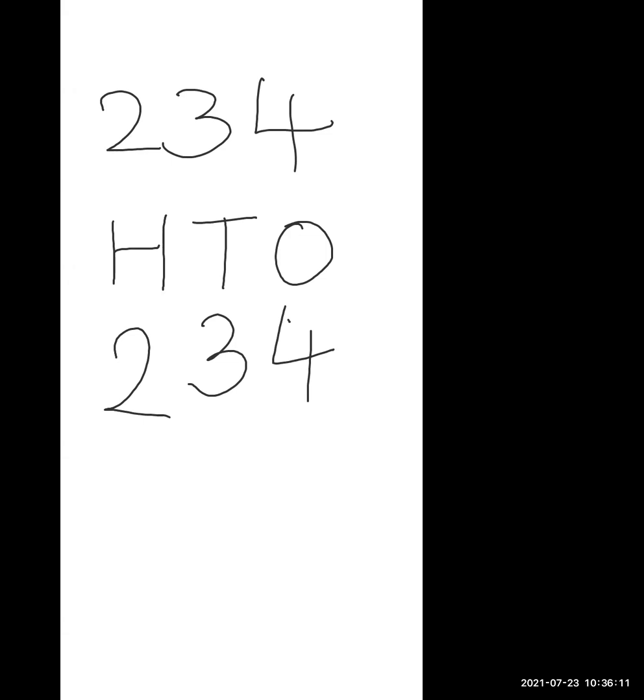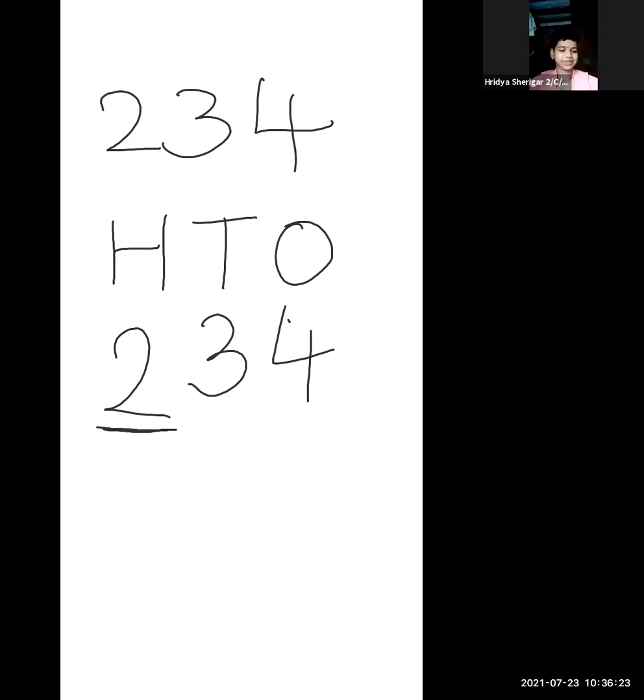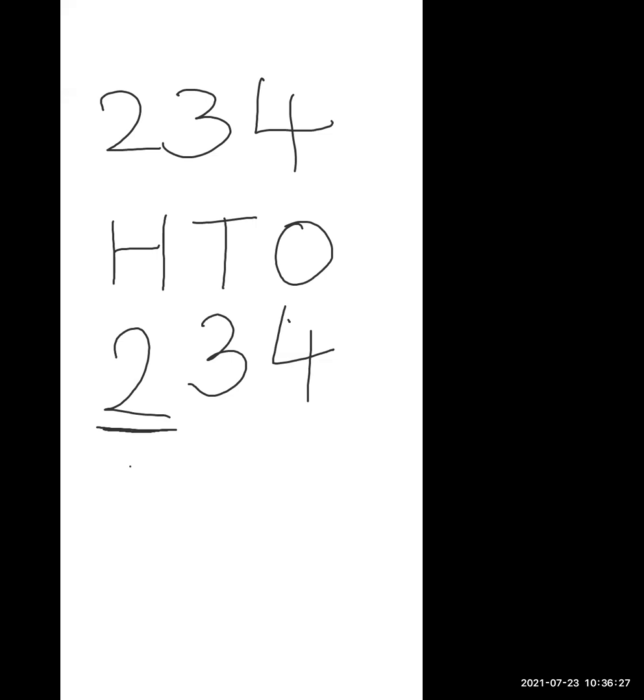So do you know the place value and face value of this number? Place value means what? This 2 is the face value of this number. 3 is the face value. 4 is the face value. These are their face values. And this number we have to write in expanded form.